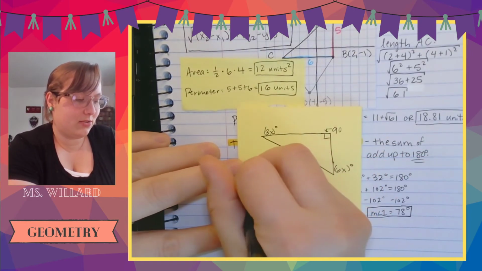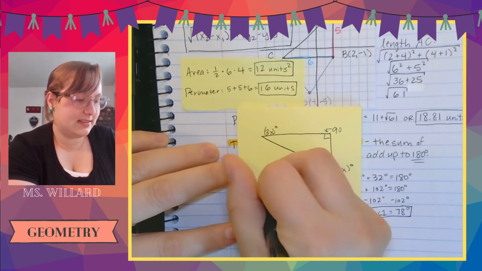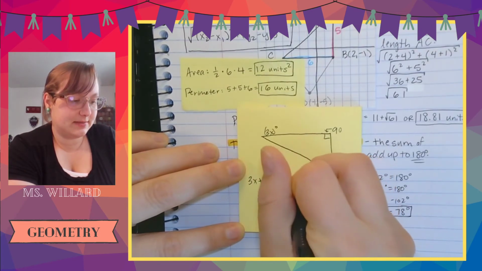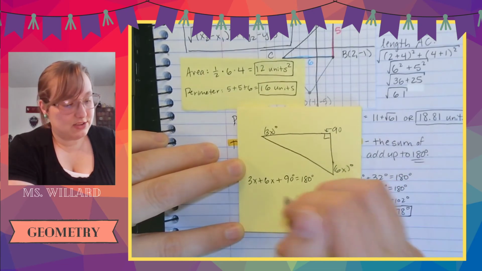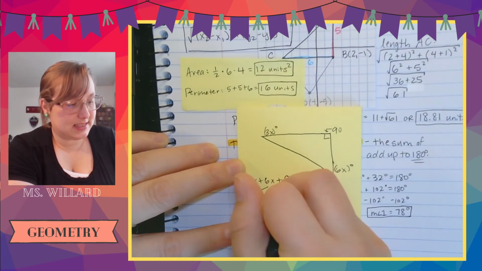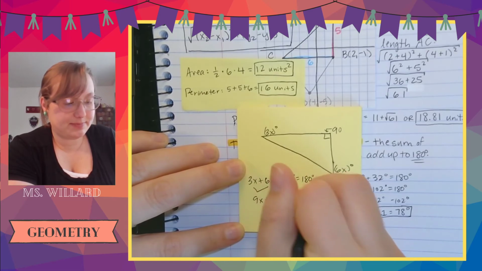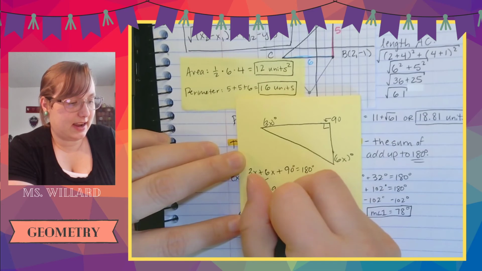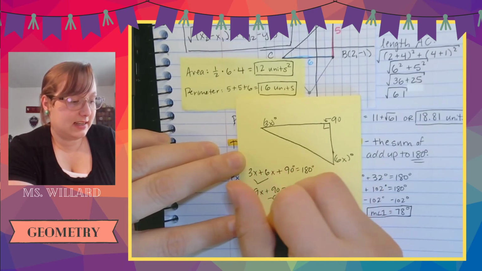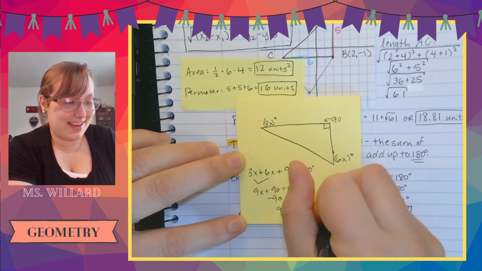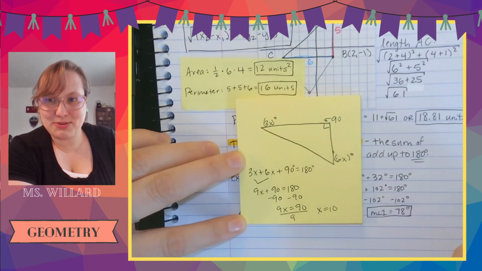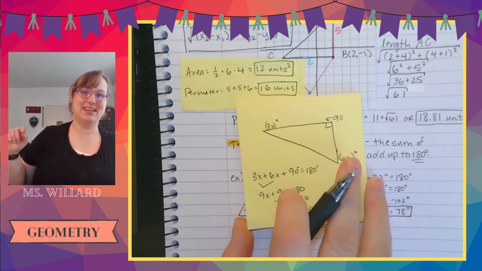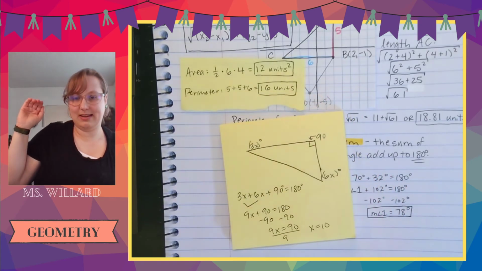So I know that 3x plus 6x plus 90 has to equal 180 degrees. So that together is 9x plus 90 equals 180. Solve it, subtract 90. 9x equals 90. Divide by 9. x equals 10. Is that too quick for you? Rewind, I don't know. Let me know. And so x is 10.